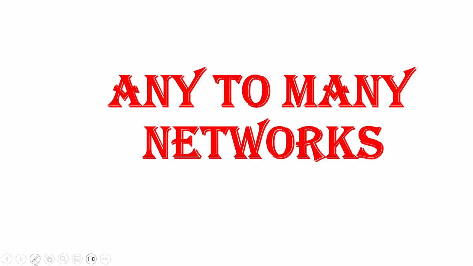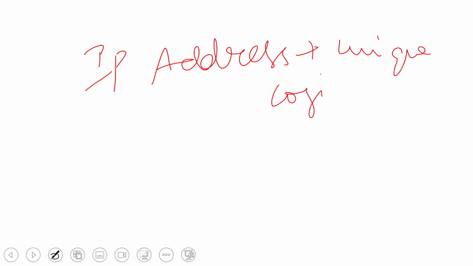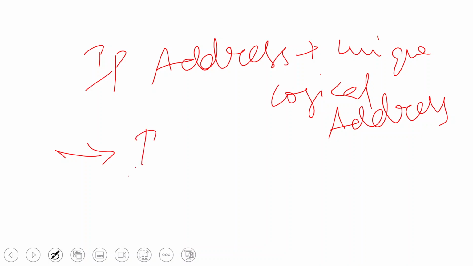Okay, so here I'm going to use a pen for just explaining. So let's talk about IP. We all know what an IP address is, right? An IP address is a unique logical address. We have two versions of IP: one is IPv4 and the other one is IPv6.